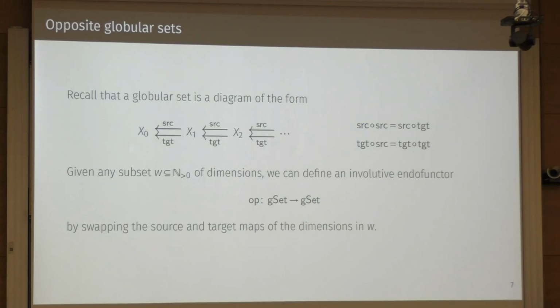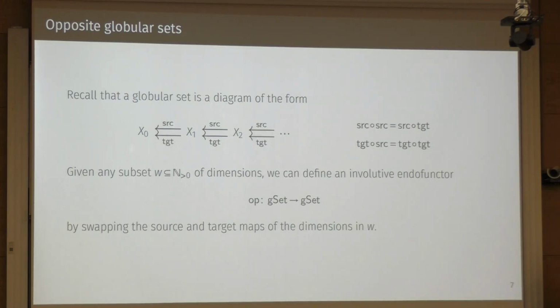just let's recall that globular sets are diagrams of the form that you see on the slide. So collections of cells in every dimension with source and target maps. We can easily define the opposite of a globular set by just reversing the source and target, exchanging the source and target map at some dimension. And of course we can do this for any set of dimensions that one chooses.